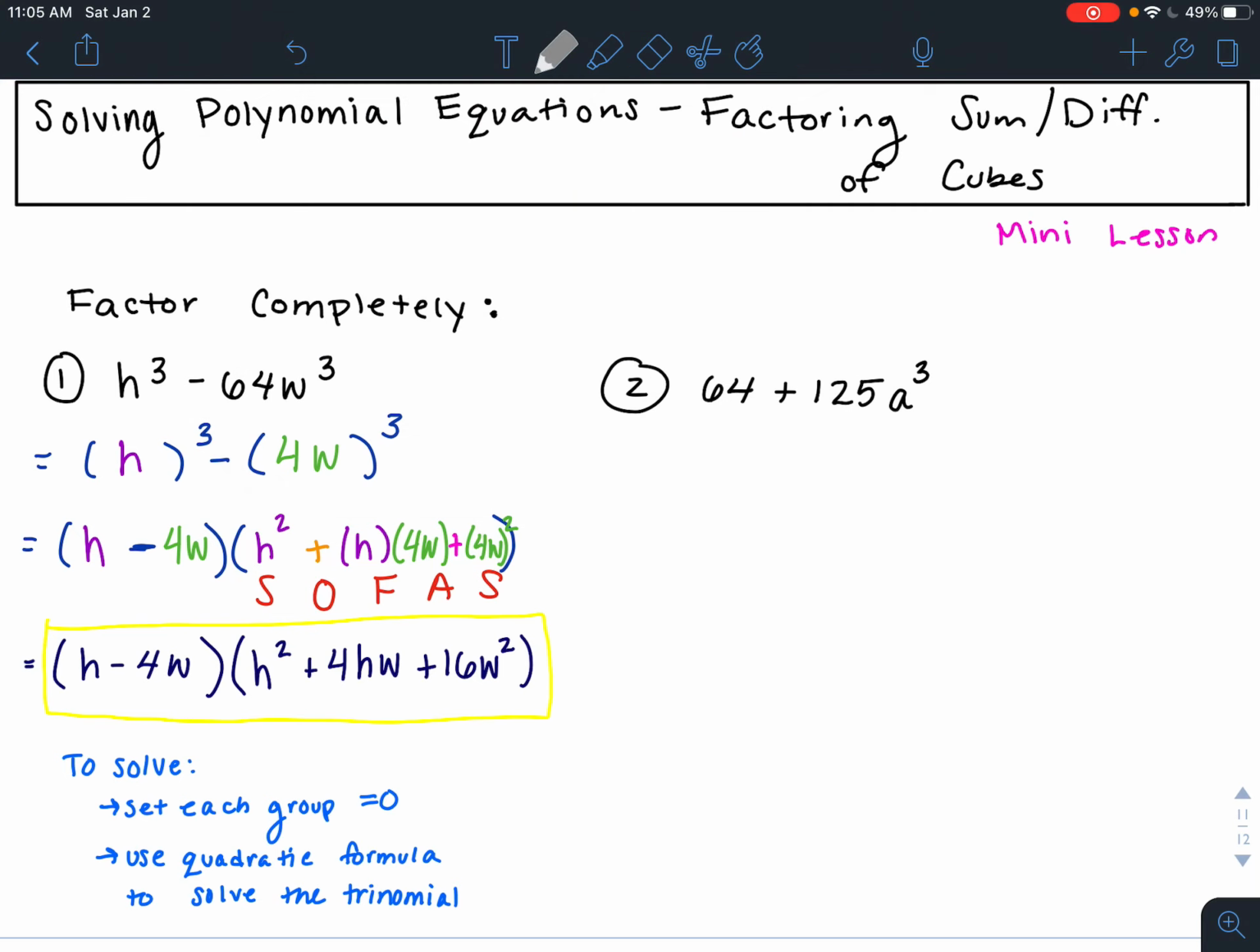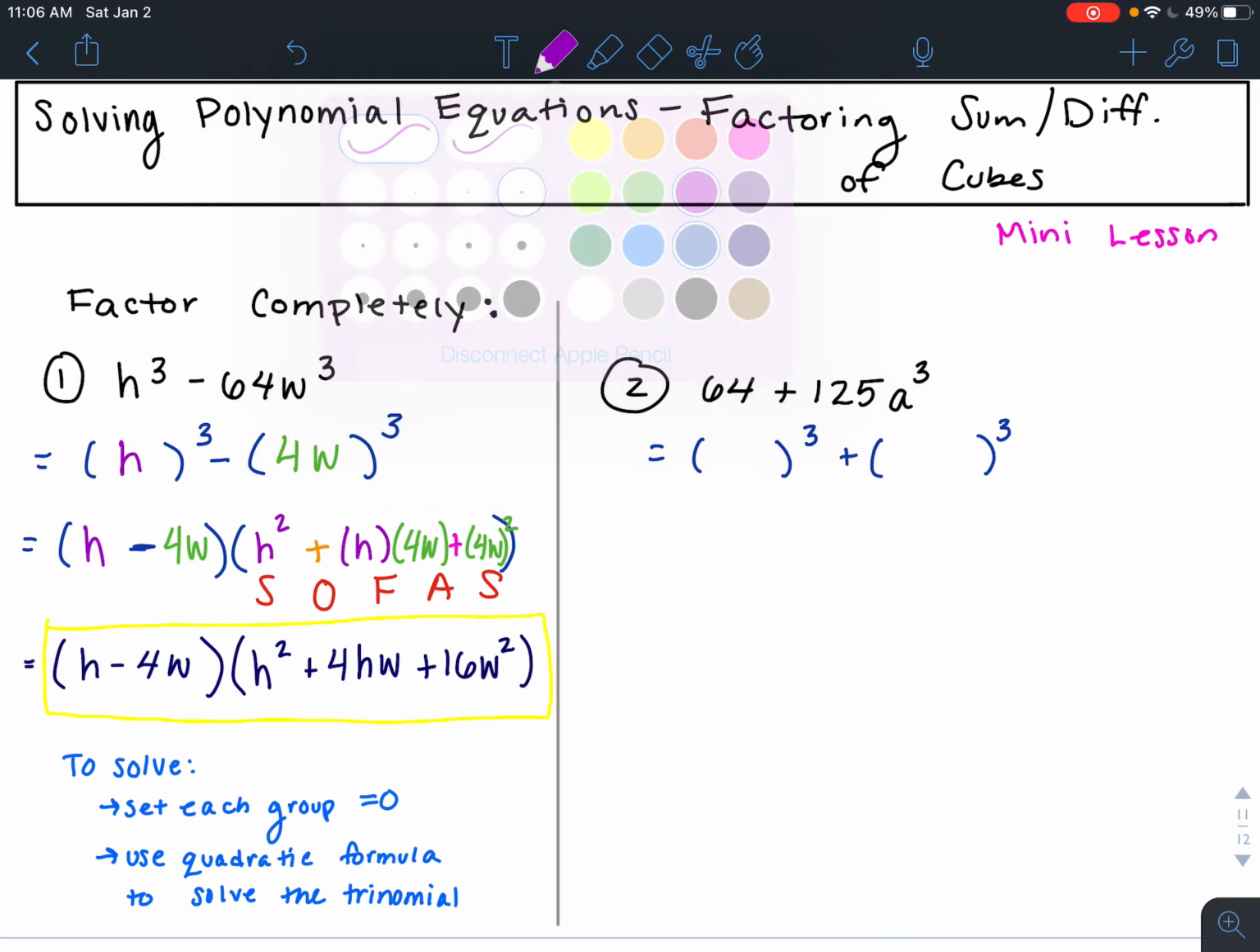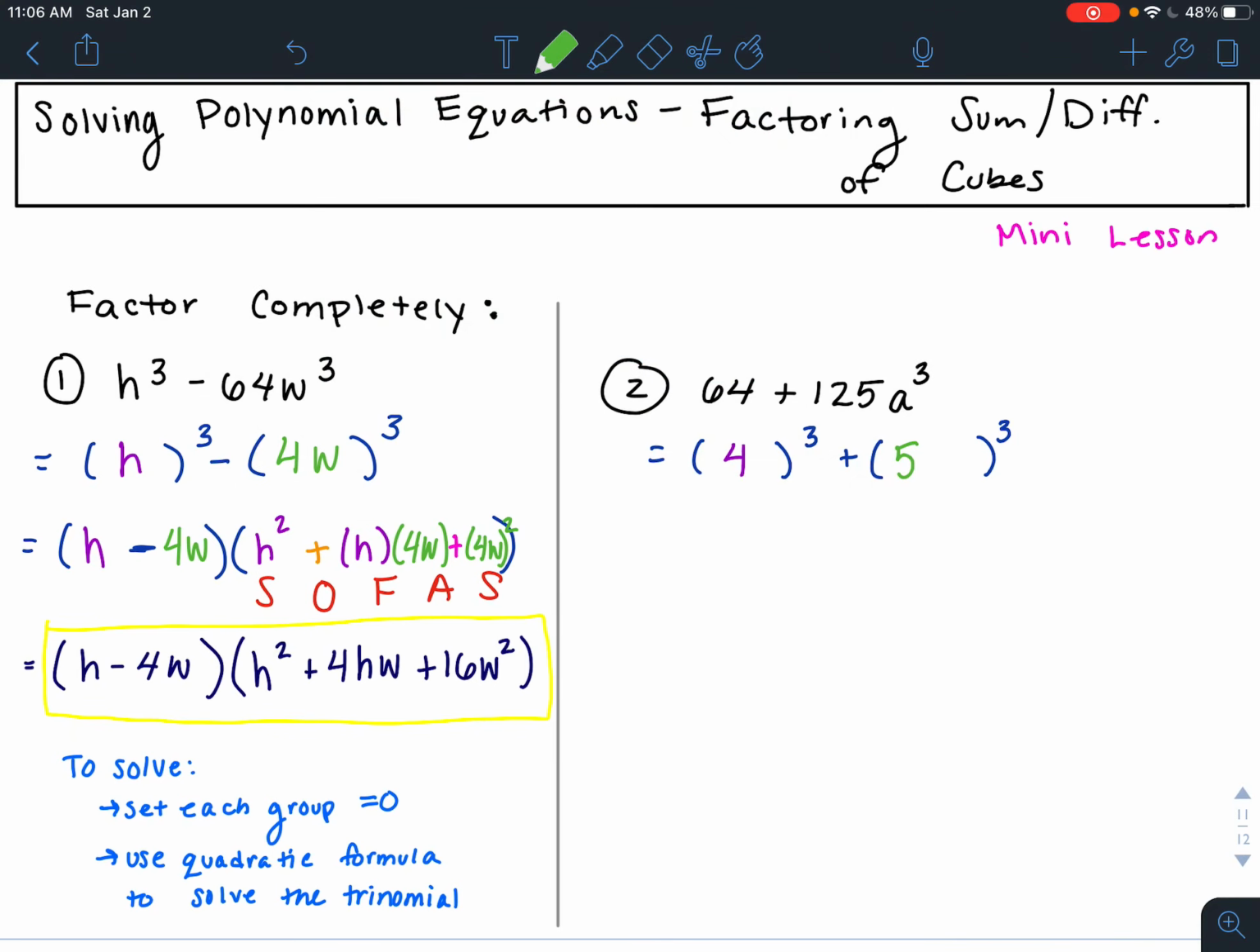So let's do one more as another example. I'm going to draw a little division bar here too, just to separate the two problems. Now we're going to completely factor 64 plus 125a cubed. Same thing here, we're going to first break this down into what needs to be cubed in order to give us back those two numbers. So 64 is 4 cubed. I'm going to put a 4 in here. 125 is really 5 cubed, and to get a cubed back, I need to cube an a.